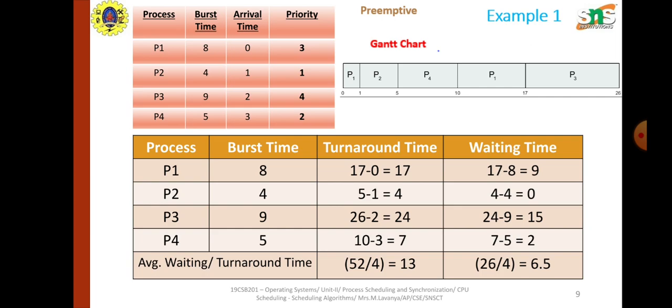It will be executing till 2. At 2, another process P3 arrives, so the priorities of the processes in the queue are compared. P1 is 3, P2 is 1 and P3 is 4. So comparatively P2 has the highest priority, and it will continue its execution from 2 to 3 milliseconds.